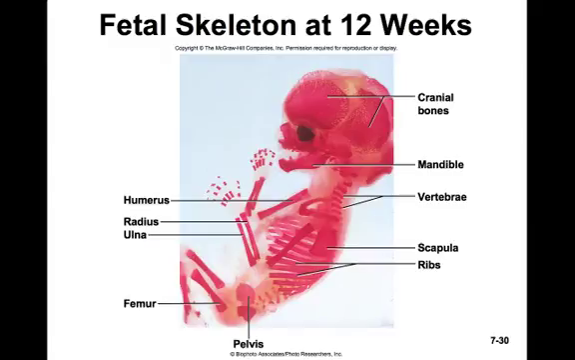Here's an image of a fetal skeleton at 12 weeks. Most of the skeleton here is cartilaginous. However, some of the larger bones are beginning to ossify.